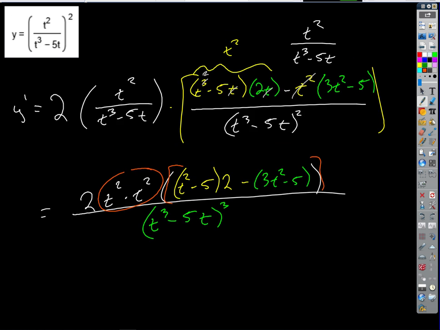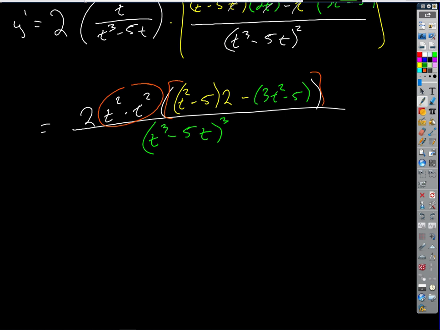Did I have to factor all that stuff out? No, I really didn't. I could have just distributed the 2t and distributed the t squared, simplified all this stuff, and then factored out a t squared afterwards too. Would have been fine. Okay. Sure. Well, should we finish this? So I get 2t to the fourth, and then if I distribute the 2 in the negative, what am I going to get? 2t squared minus 3t squared is negative t squared. Negative 10 minus negative 5 is minus 5.